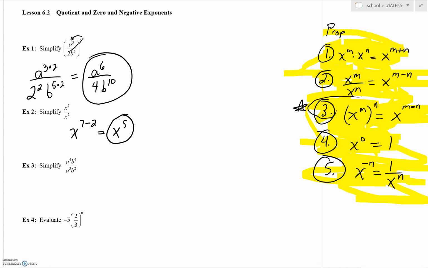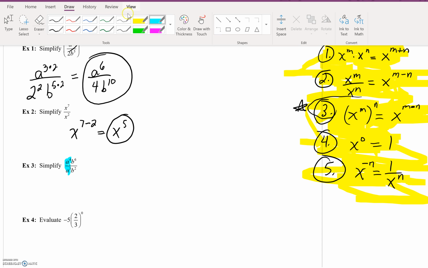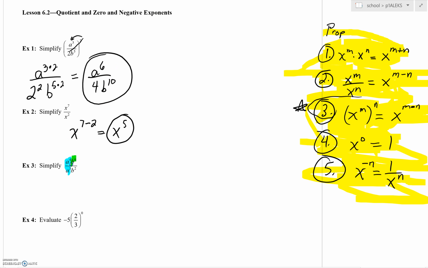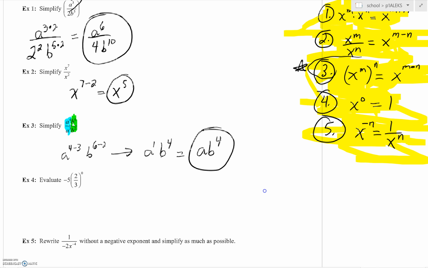For number 3, it's property number 2, but it's applicable first to the a terms and then to the b terms. So that's the way you want to look at this. Look at this as a 2-step process. First, look in light blue. You'll have a to the 4 minus 3. You'll also then have b to the 6 minus 2. Well, 4 minus 3 is just a 1. That's a to the 1. 6 minus 2 is a 4. And of course, a to the 1 is just an a. We're left with a, b to the 4th.